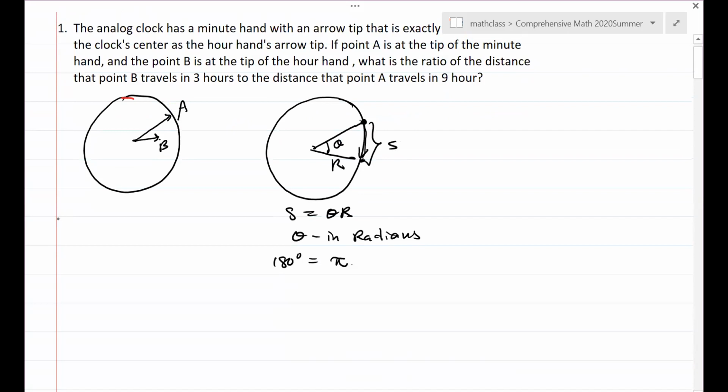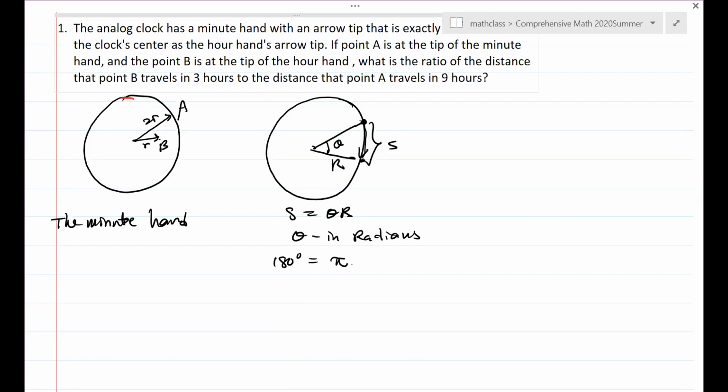So let's take a look at the minute hand. That is the longer one, right? Let's call the radius 2r, and this one just r, little r, because it's doubled. So the minute hand travels in 9 hours. Now, in 1 hour the minute hand rotates completely around the center, one circle.